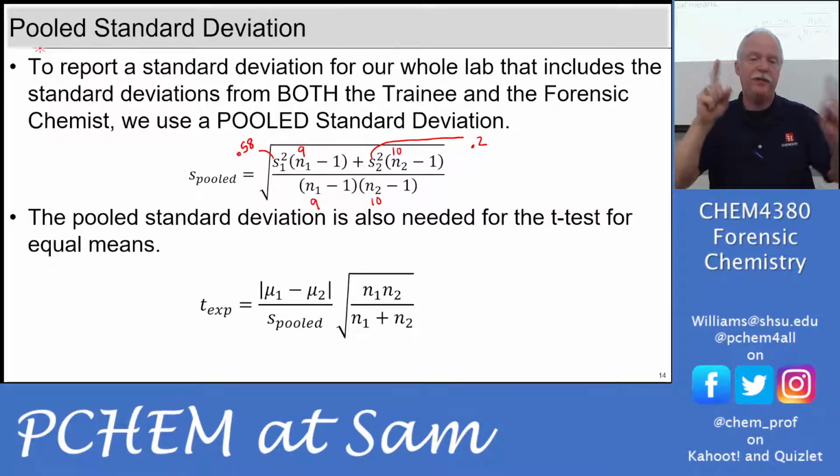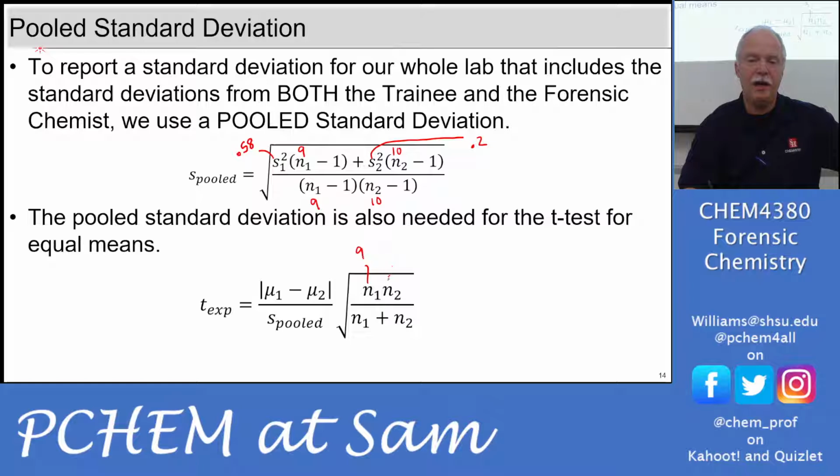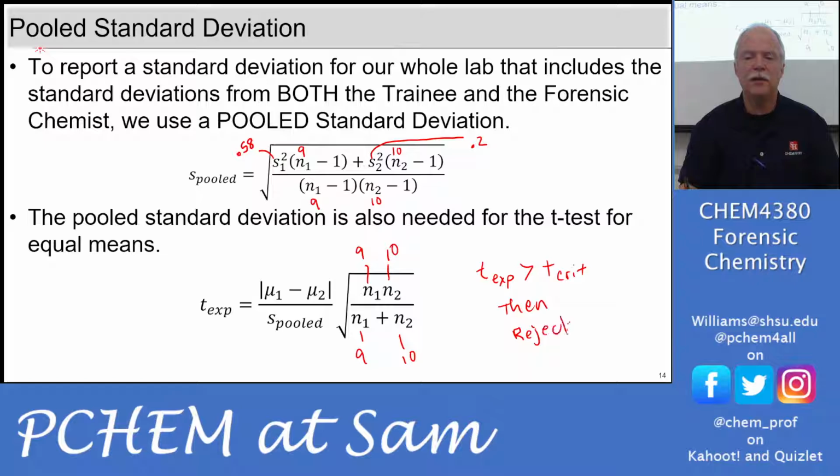And you can see this. We have the difference in the means divided by the pooled standard deviation times this ratio of all of our data points. And so this right here would be 9, 10, 9, and 10. So we can calculate this experimental t-value, and we'll have the same kind of thing. If t experimental is greater than t critical, then reject H naught, the null hypothesis.